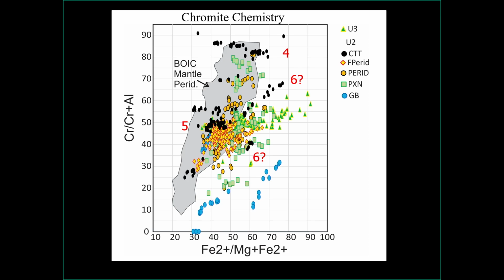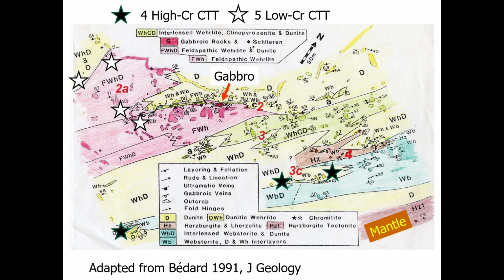Spinel chemistry, these type 4, the high chrome chromitites are way up there. This is the best stuff you can get because very little iron, very little aluminum. The type 5, the aluminous chromitites are all in here. The FeTi ones are out here somewhere. I won't talk about those anymore. But you'll notice these yellow diamonds. Those are the feldspathic peridotites that host the aluminous chromitites. More on that to come.